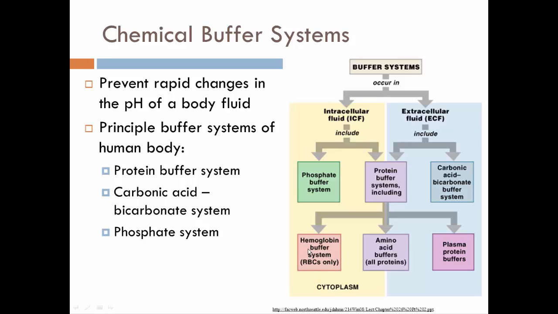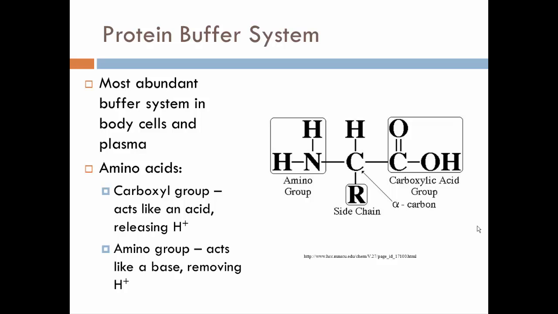Hemoglobin is a good example of a buffer system that works really well in red blood cells, so inside or intracellular fluid. Amino acids can work both intracellularly and extracellularly. Wherever they're located, they can buffer. And then the big plasma proteins are extracellular proteins, so these are going to be effective buffers in the extracellular fluids. We'll look at each one of these buffer systems. Let's first start with the protein buffers. This is the most abundant buffer system in the body, in cells and in the plasma.